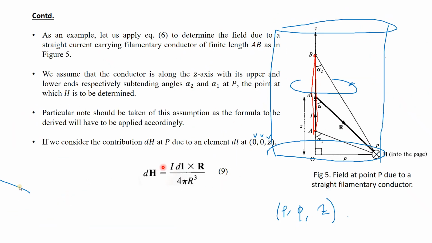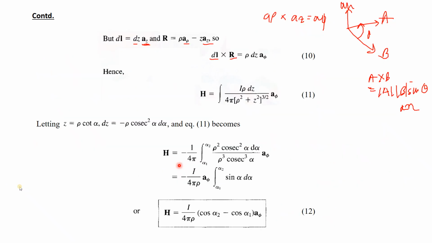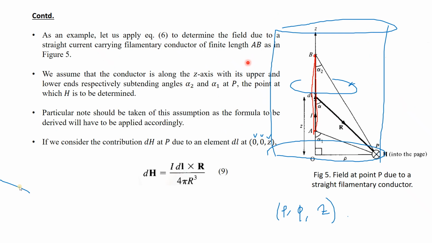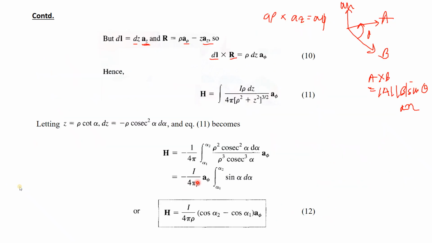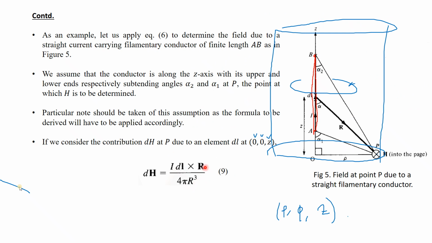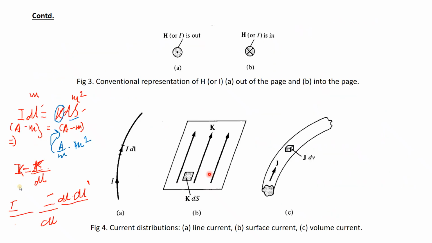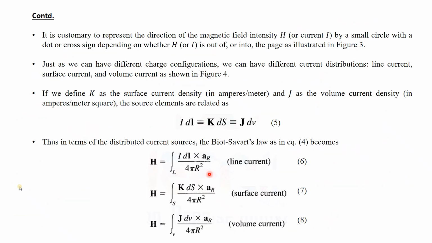Hence our equation, which was previously this one, equation number 9, we will replace the dl cross r with this solution. Now we know that if this is dl cross r, then r cube will also be replaced. Now if you remember this particular equation, you can see there is no unit vector in this equation. So how can we replace the unit vector?